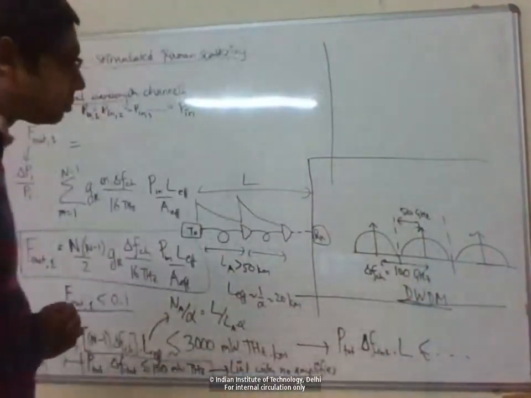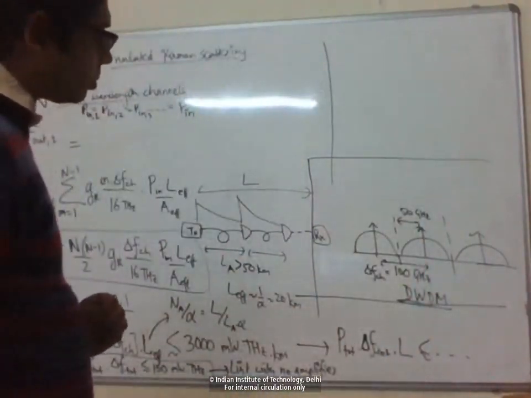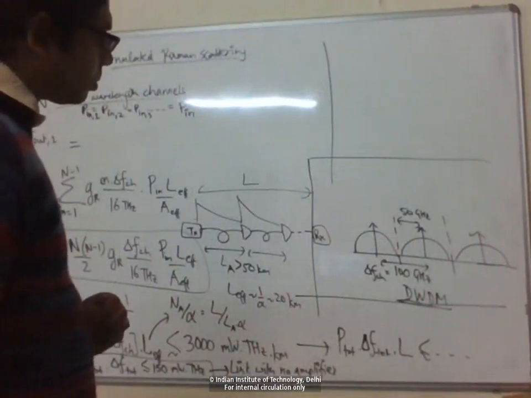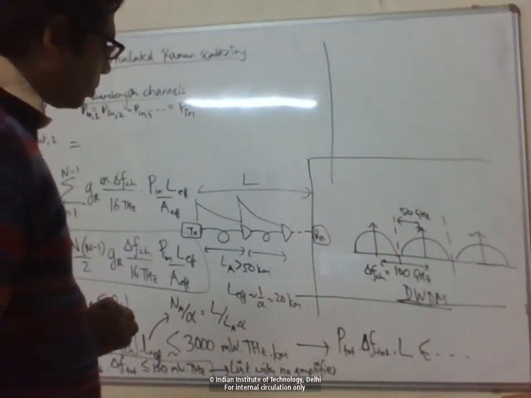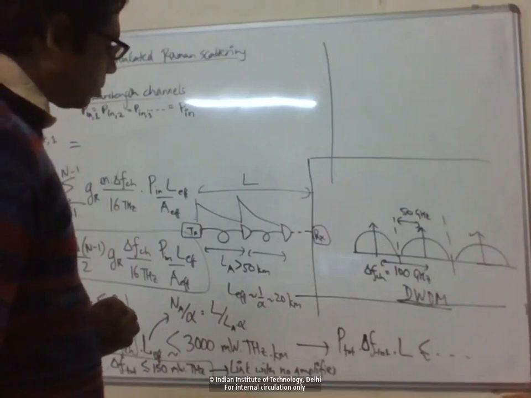Sir, what is the maximum allowable amplitude which we can send over these channels? Like, what can be the amplitude of these signals which we are sending?